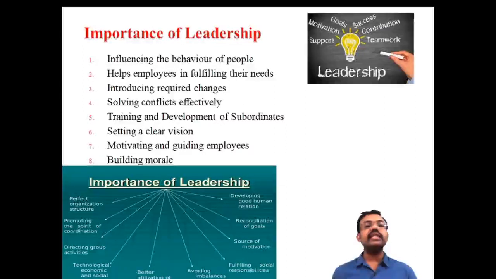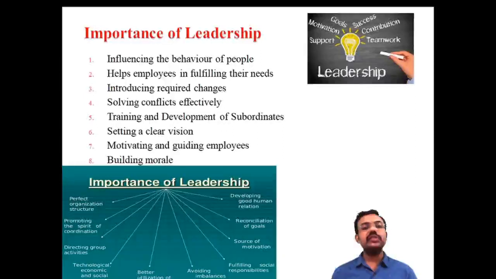The first importance is influencing the behavior of people. Good leadership inspires the subordinates for better performance. It's instructing and inspiring the subordinates for better performance. So it's like influencing the behavior of people. They are able to influence others for achieving the organization's goals. The first importance of leadership is influencing behavior. Leadership inspires your subordinates to achieve your organization's goals.